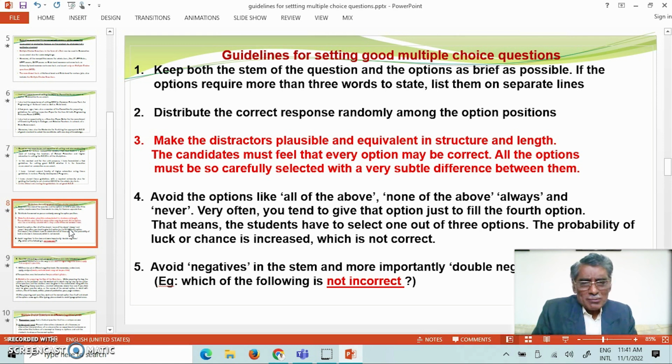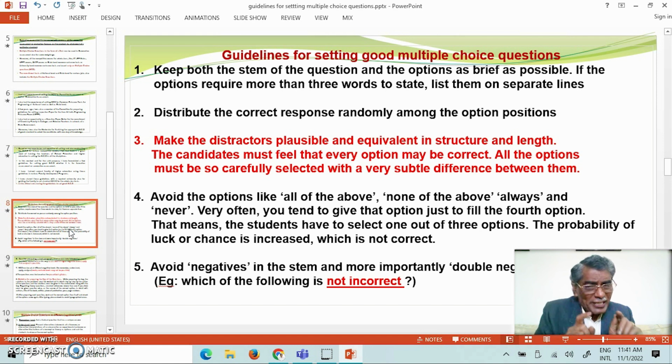About the options like all of the above, none of the above, always and never, you avoid them. Very often, you tend to give that option just to fill the 4th option. That means the students have to select one of the 3 options. The probability of luck or chance is increased, which is not correct.